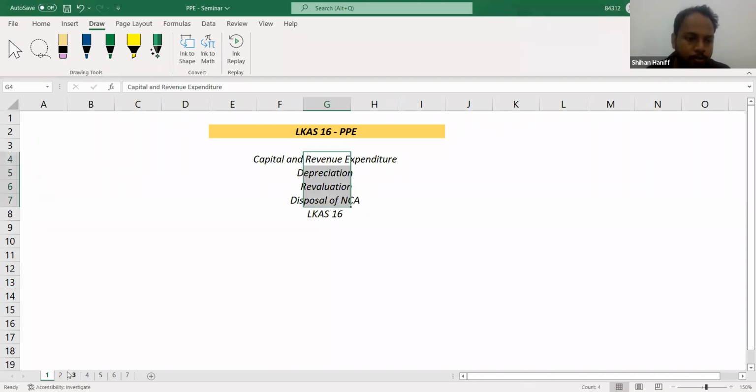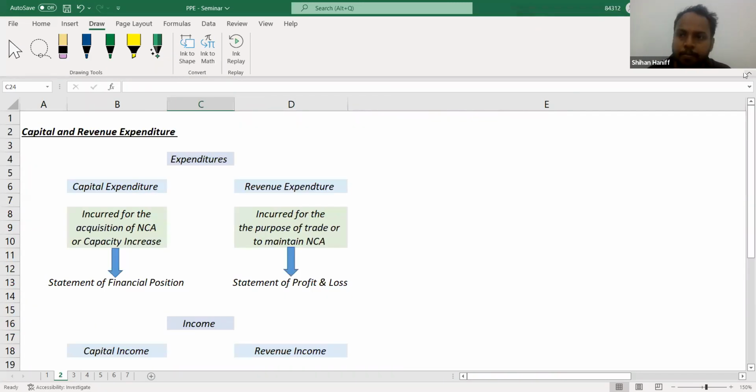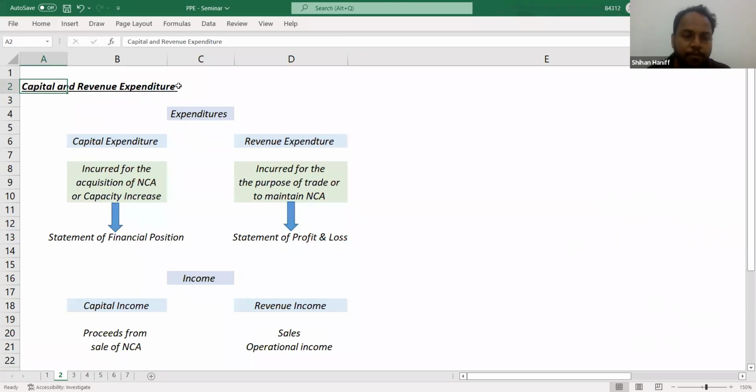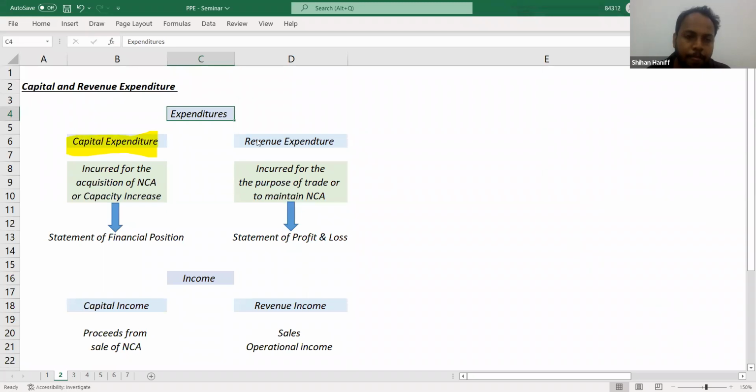Okay. So let's start with capital and revenue expenditure. Now, when it comes to expenses, there are two types of expenses. This is very important. One is capital, the other one is revenue. All the expenses we can divide into capital expenditure and revenue expenditure.